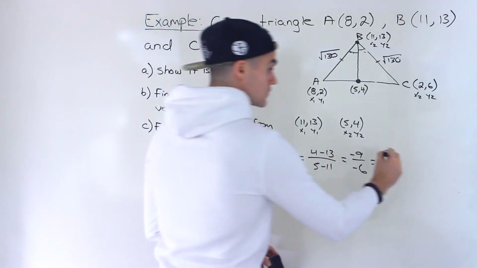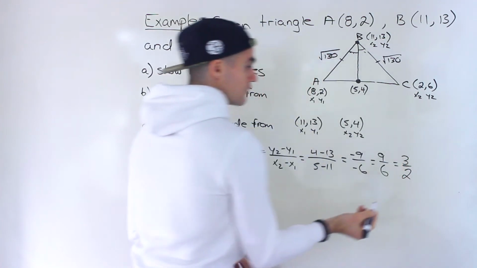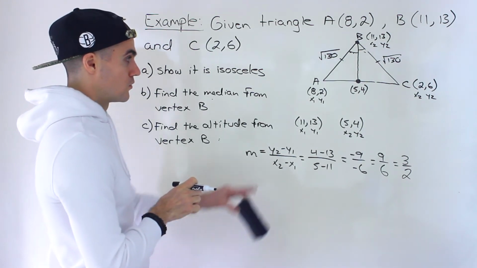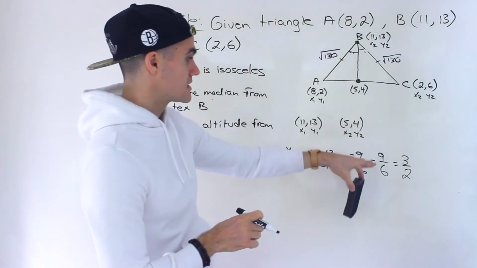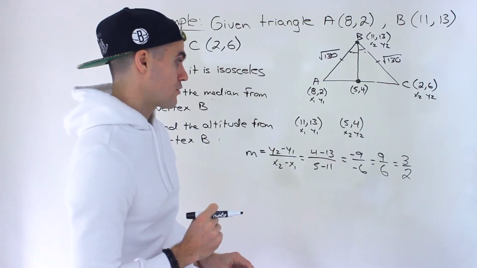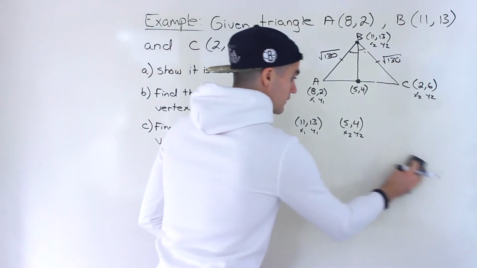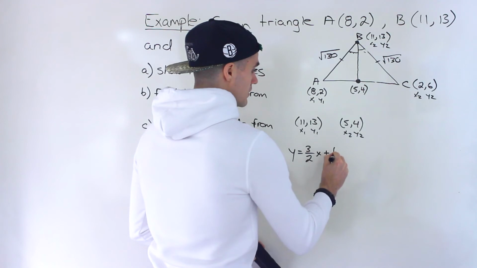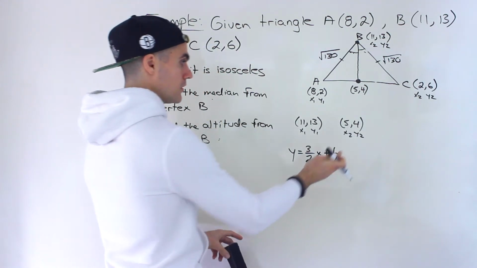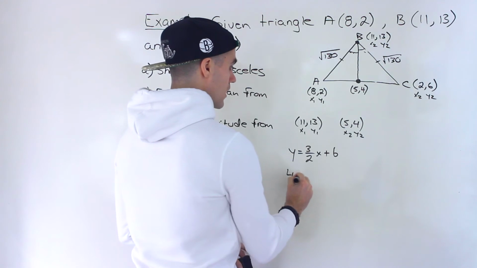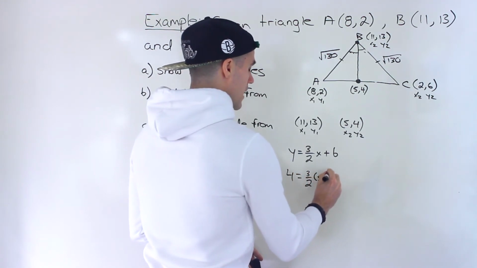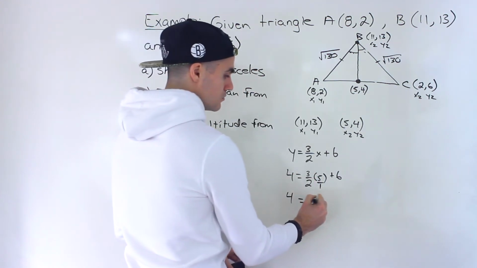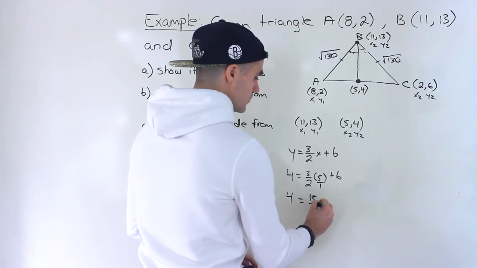What does that simplify to? 3 over 2. We could divide the numerator by 3, the denominator by 3. So this line here is going to have a slope of 3 over 2. And then we have to find the corresponding b value. So we'd have y equals 3 over 2x plus b. We could plug in either point. I'm going to plug in this point. So we'll plug in 4 for y, and then we'll plug in 5 for x. So we'd end up with 4 equals, multiplying the numerators and the denominators, 15 over 2 plus b.